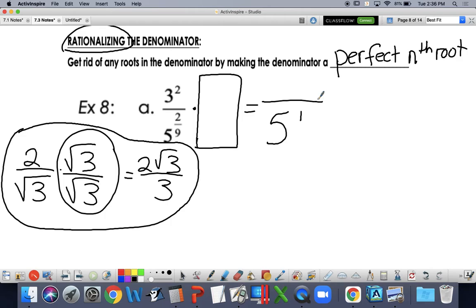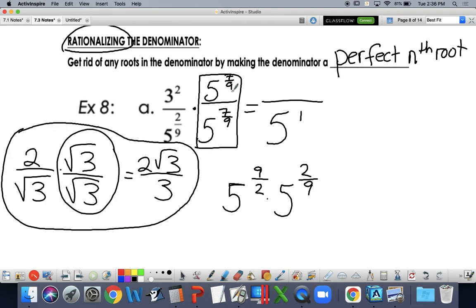Sarah? 9 halves. Ooh, okay. Let's think about this for a second. So you're saying if I have 5 to the 9 halves, if I am multiplying, what do I do with my exponents? Or no, add them. I add them. Oh, yeah. Are these going to add to 1? No. Not a bad idea, right? So, what do I need to add to 2 ninths to get to 1? 7 ninths. So I multiply by 5 to the 7 ninths over 5 to the 7 ninths.